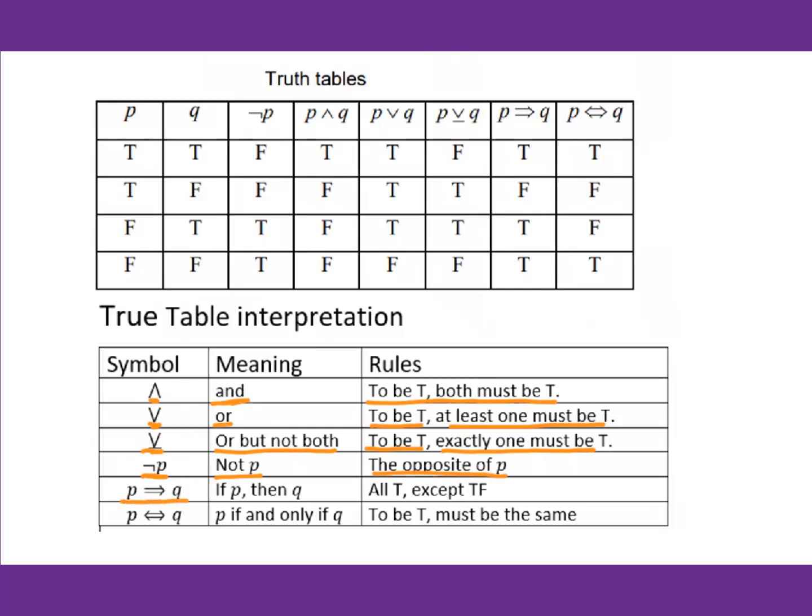This is an implication: if P, then Q. All true except true, false. This is equivalence: P if and only if Q. To be true, they must be the same.